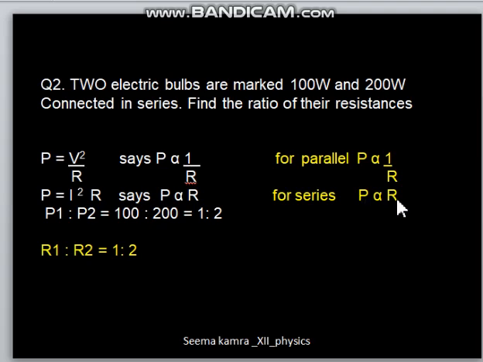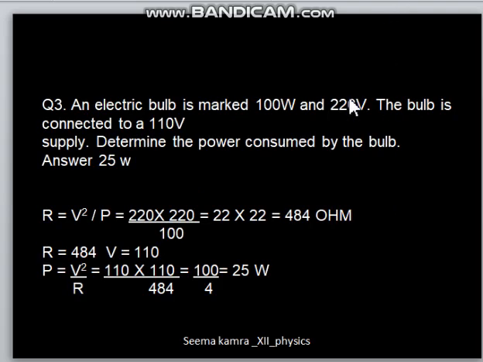Okay. Now let us proceed to the third question. In our third question, an electric bulb is marked 100 watt, 220 volt. Now there is a line given that the bulb is marked with this power and this voltage. Whenever a P and V combination is given, its meaning is that you have to calculate resistance from these two terms. So using the formula, resistance is V square by P. V square is 220 into 220 and power is 100. So this way the answer is coming 484 ohm.